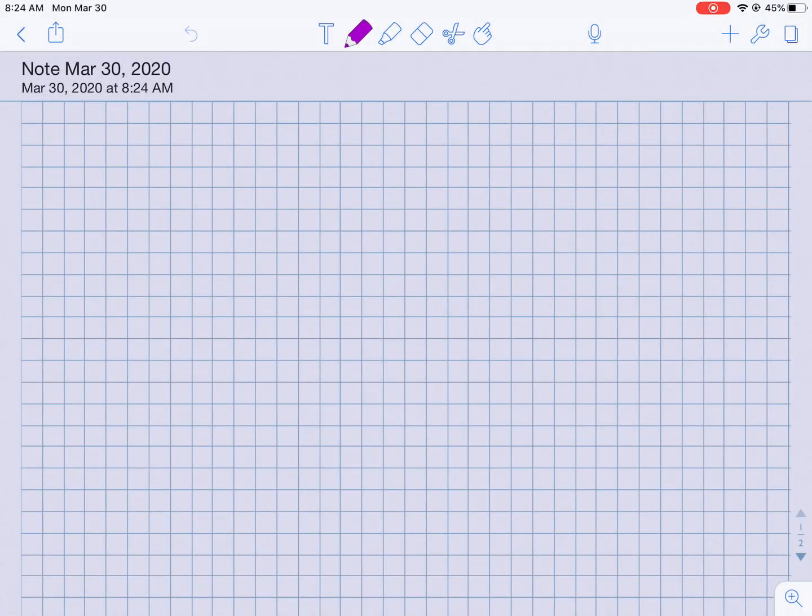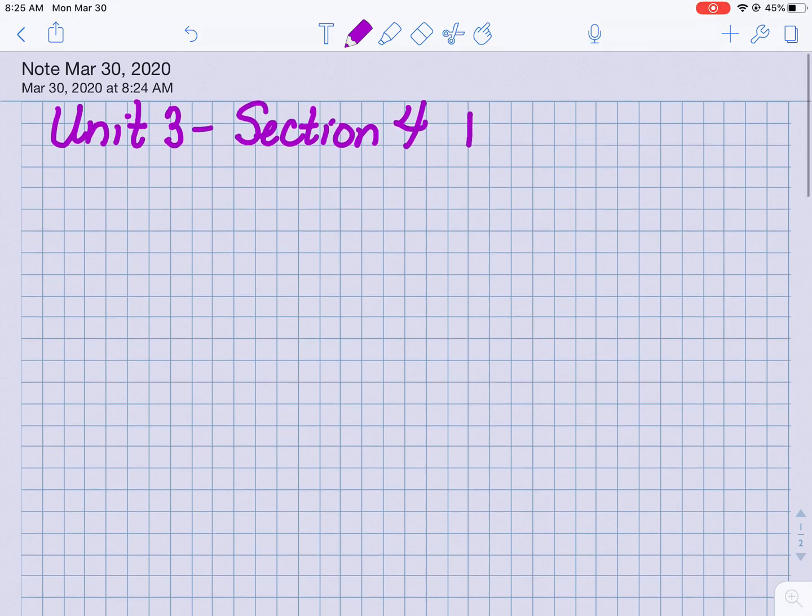Hi everybody, we're going to do Unit 3, Section 4. It's very much like Section 3, except we're going to talk about the decay equation. Like growth shows things are going up, decay shows things are going down.